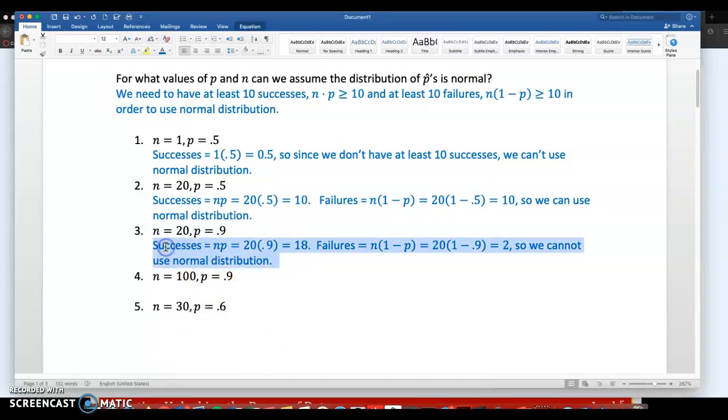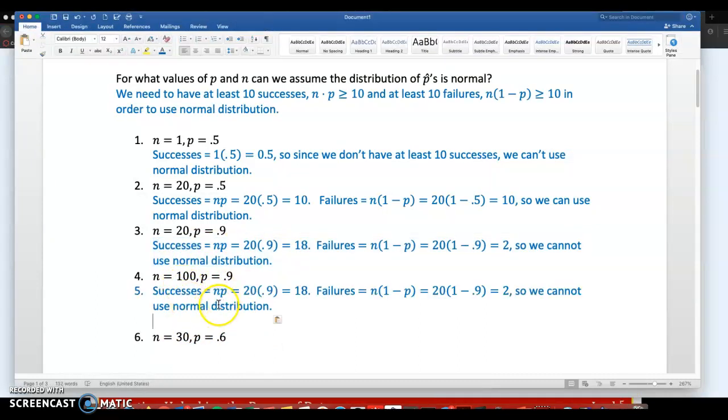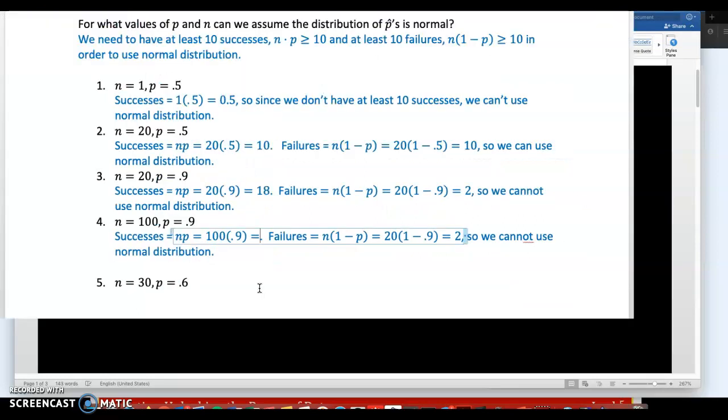All right, if we go to a sample size of now 100 with 0.9, now I get 100 times 0.9, which is 90 successes.